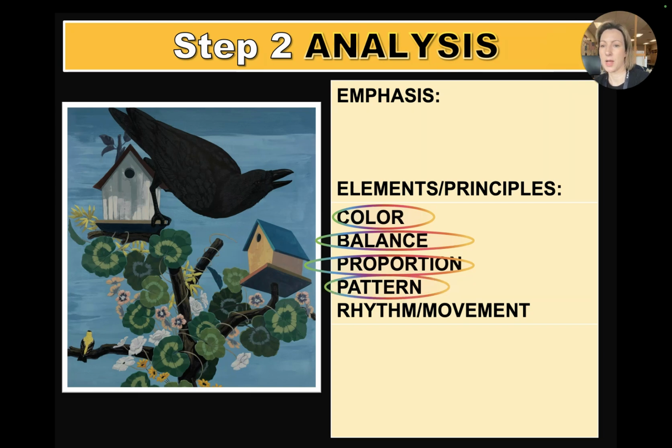I could think about patterns I see in the leaves. Rhythm and movement, how the pattern's broken up, the movement of my eye within the piece. So I wouldn't have to talk about all of these, but I would want to pick at least 3, 4 that really stand out to me and then explain where you see them.